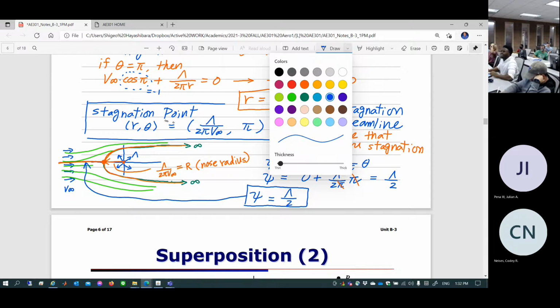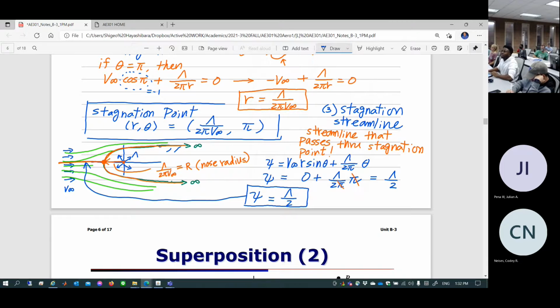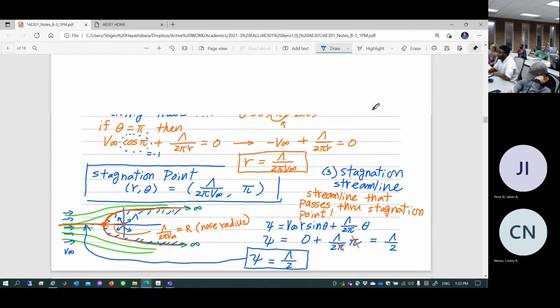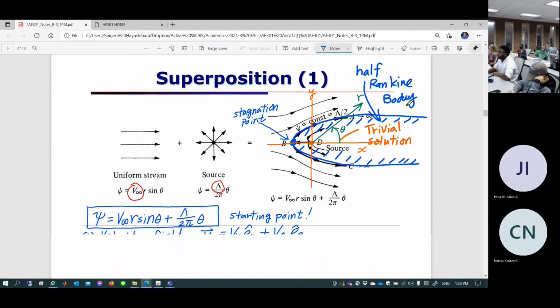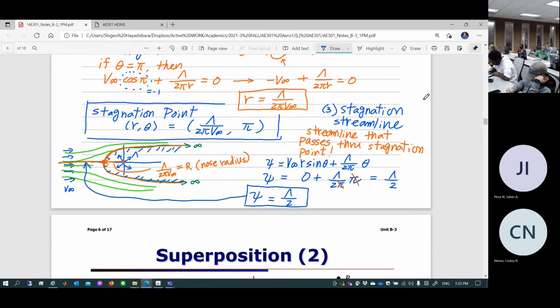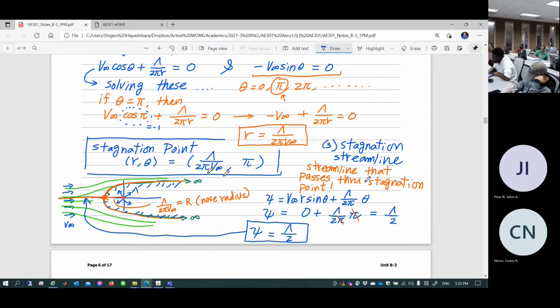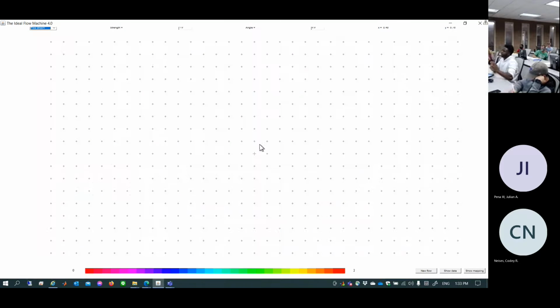Again, listen, this is mathematical simulation, nothing real. Remember, you're engineers, so you probably want to deal with something real, but this is just pure math. So this is the solid surface of the body you're trying to simulate. This is called a half-Rankine body. So this is flow over a half-Rankine body.